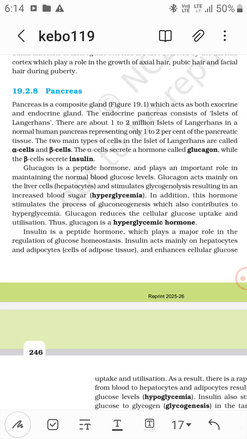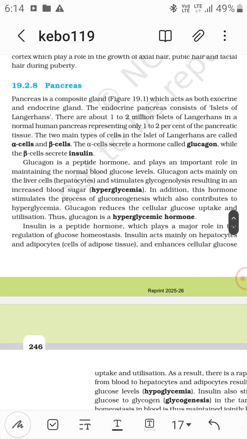normal blood glucose level. Glucagon acts mainly on liver cells, hepatocytes, and stimulates glycogenolysis, right? That is hyperglycemia, it increases the glucose level in the blood. Another process is gluconeogenesis, that is formation of glucose in the body. So all these are hyperglycemic effects. Glucagon also reduces cellular glucose uptake and utilization. So that's the third.